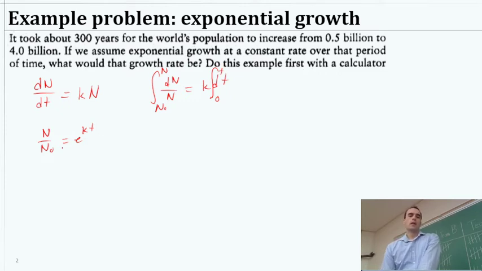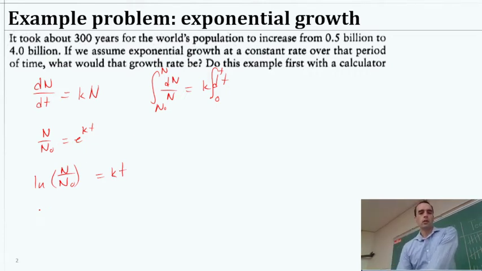Then we can put in the numbers we had. We were given 300 years, going from 0.5 to 4 billion. The nice thing about the fraction this way is that the billion component will cancel, so we can just ignore the billion part. We'll take the natural log of both sides, that way we get rid of the e. So natural log of N over N naught equals k times t.